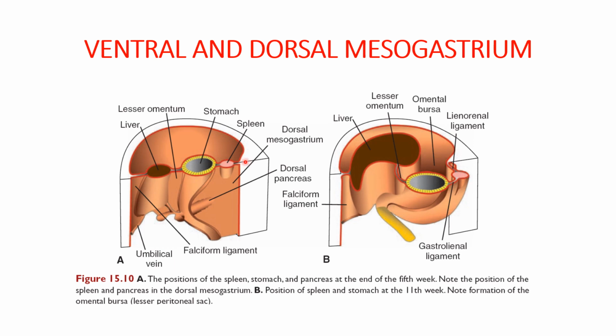Now see carefully what is happening behind the stomach. This is the dorsal mesogastrium. Between the two folds of the dorsal mesogastrium, one more viscus is developing. This is the spleen. So the spleen develops in the dorsal mesogastrium. Do remember this point: the spleen is not a derivative of the foregut. It is not a derivative of the gut tube. It is actually developing within the dorsal mesogastrium.